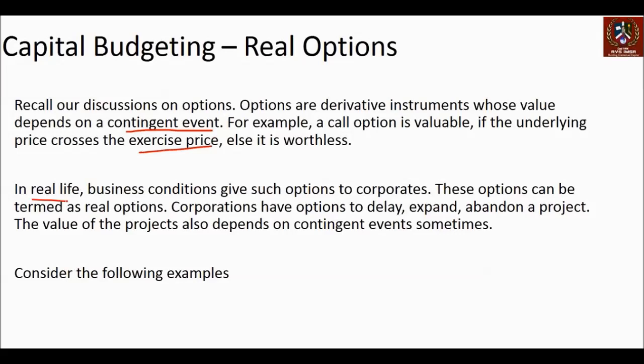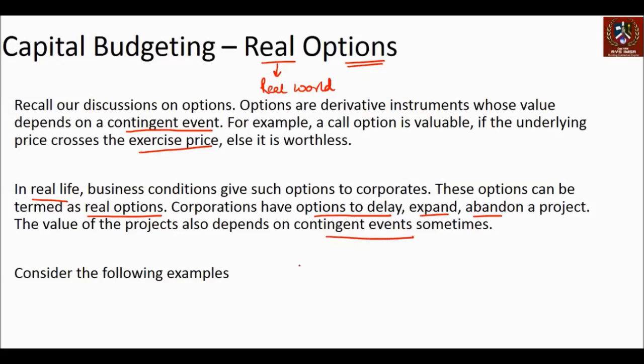In real life, business conditions give such options to corporates. These options are termed real options, right? It's called real options because they are in the real world, right? And they are some sort of options that are available. Companies have options to delay, to expand, to abandon projects as per their requirement. And the value also sometimes depends on contingent events, right?